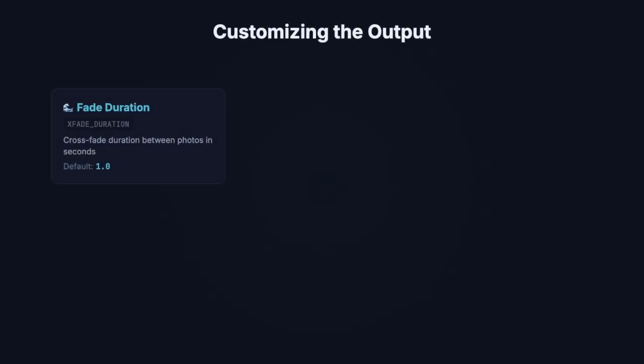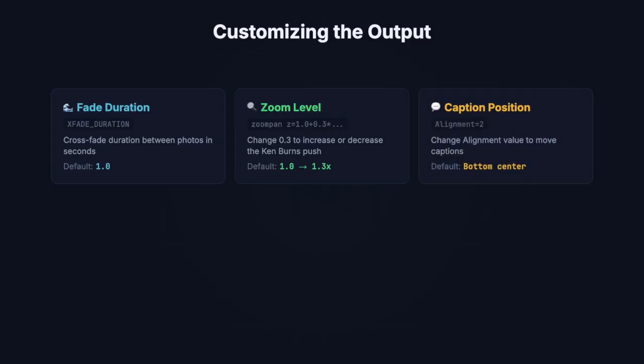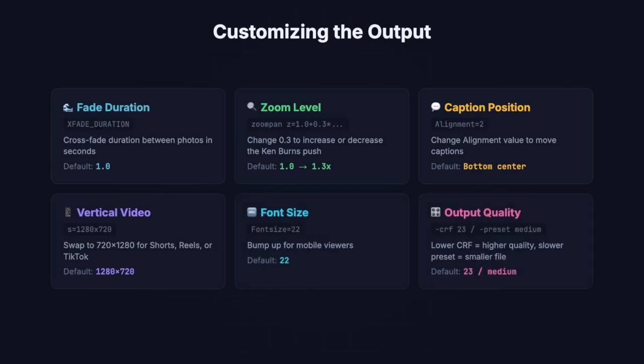Fade duration. By default, there's a 1-second crossfade between photos. If you want a longer dissolve, set the X fade duration environment variable to 2 or 3. How far the camera pushes, there's a 1.3x max in the script. Raise it for a more dramatic motion and lower it for something more subtle. Your caption position by default is at the bottom center, but you can move it to the top or the corners by changing one number. Vertical video, swap the resolution from 1280 by 720 to 720 by 1280, and you've got vertical video for YouTube Shorts, Instagram Reels, or TikTok. And then font size, the default is 22. If your viewers are mostly on mobile, bump it up so your captions are easier to read.